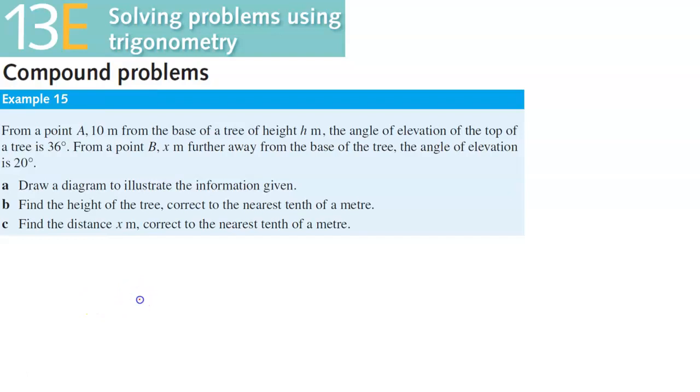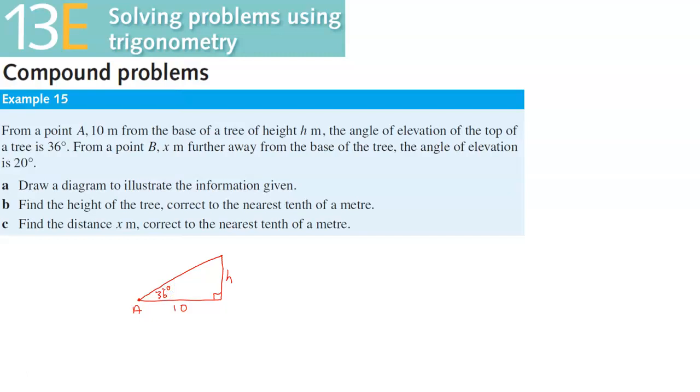Here is our point A, and it is 10 meters from the base of a tree that has height h. I won't draw the whole tree because you know how dodgy my drawing is. I'll just go for a straight line. We're going to assume that the tree is going straight up, perpendicular to the ground. The angle of elevation to the top of the tree is 36 degrees.